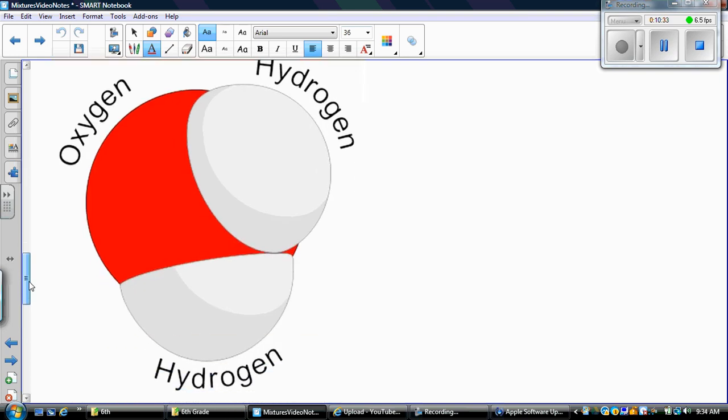Okay, two hydrogens and oxygen. That is actually going to be water. I cannot separate water. It's made up of two elements, so that is a compound.